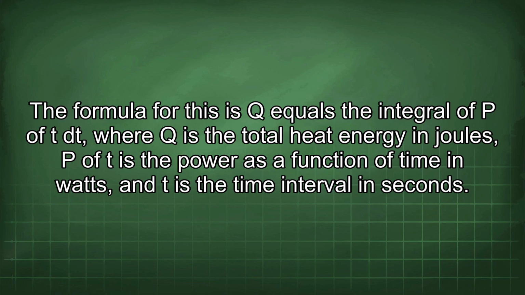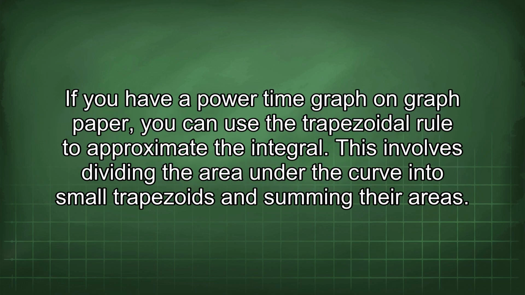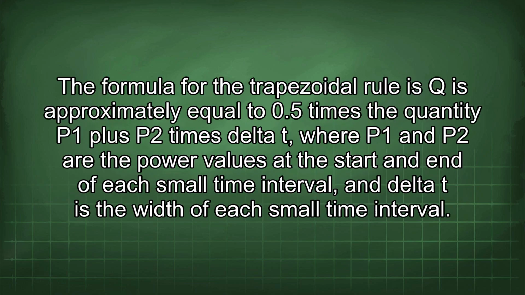If you have a power time graph on graph paper, you can use the trapezoidal rule to approximate the integral. This involves dividing the area under the curve into small trapezoids and summing their areas. The formula for the trapezoidal rule is Q is approximately equal to 0.5 times the quantity P1 plus P2 times delta T, where P1 and P2 are the power values at the start and end of each small time interval, and delta T is the width of each small time interval.